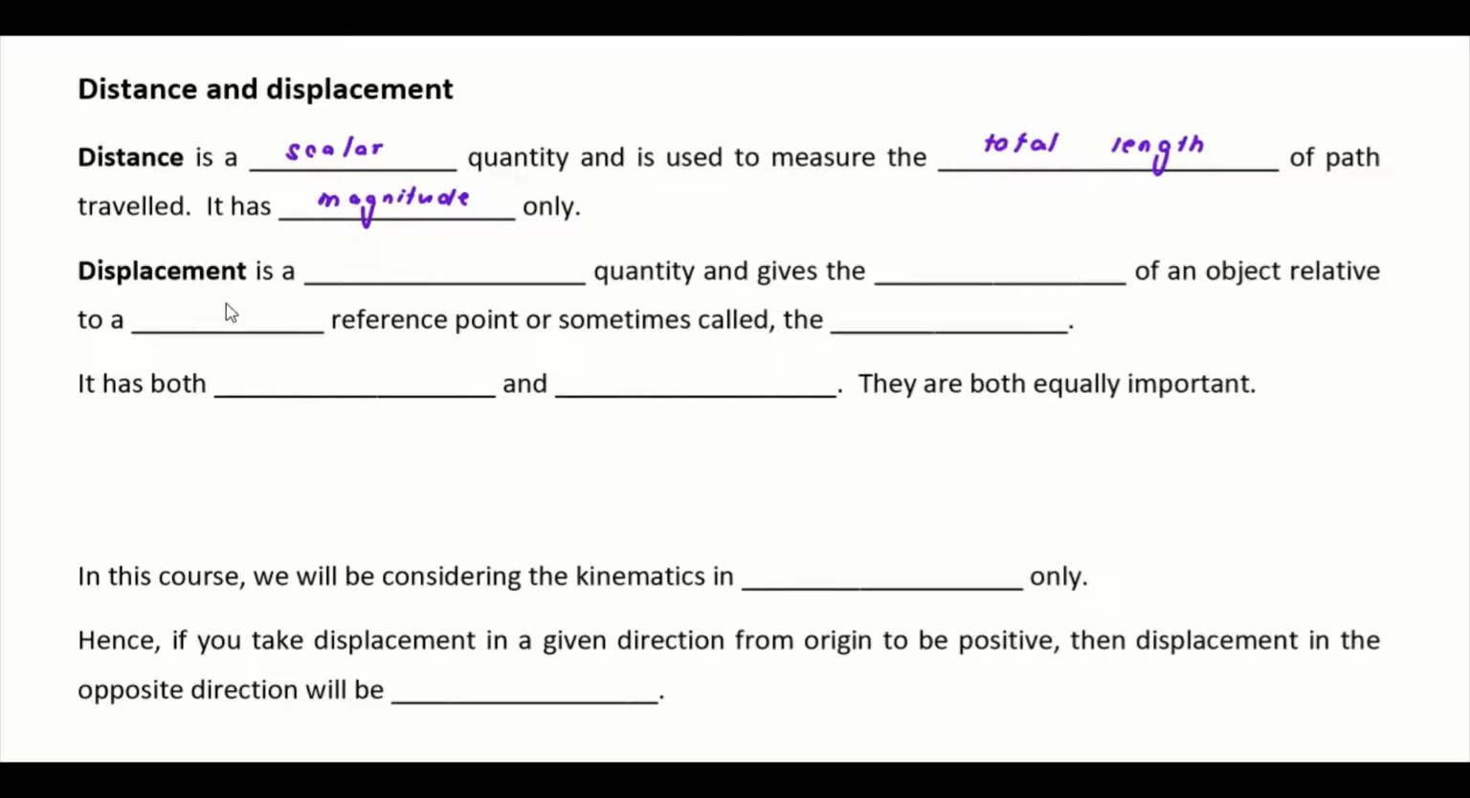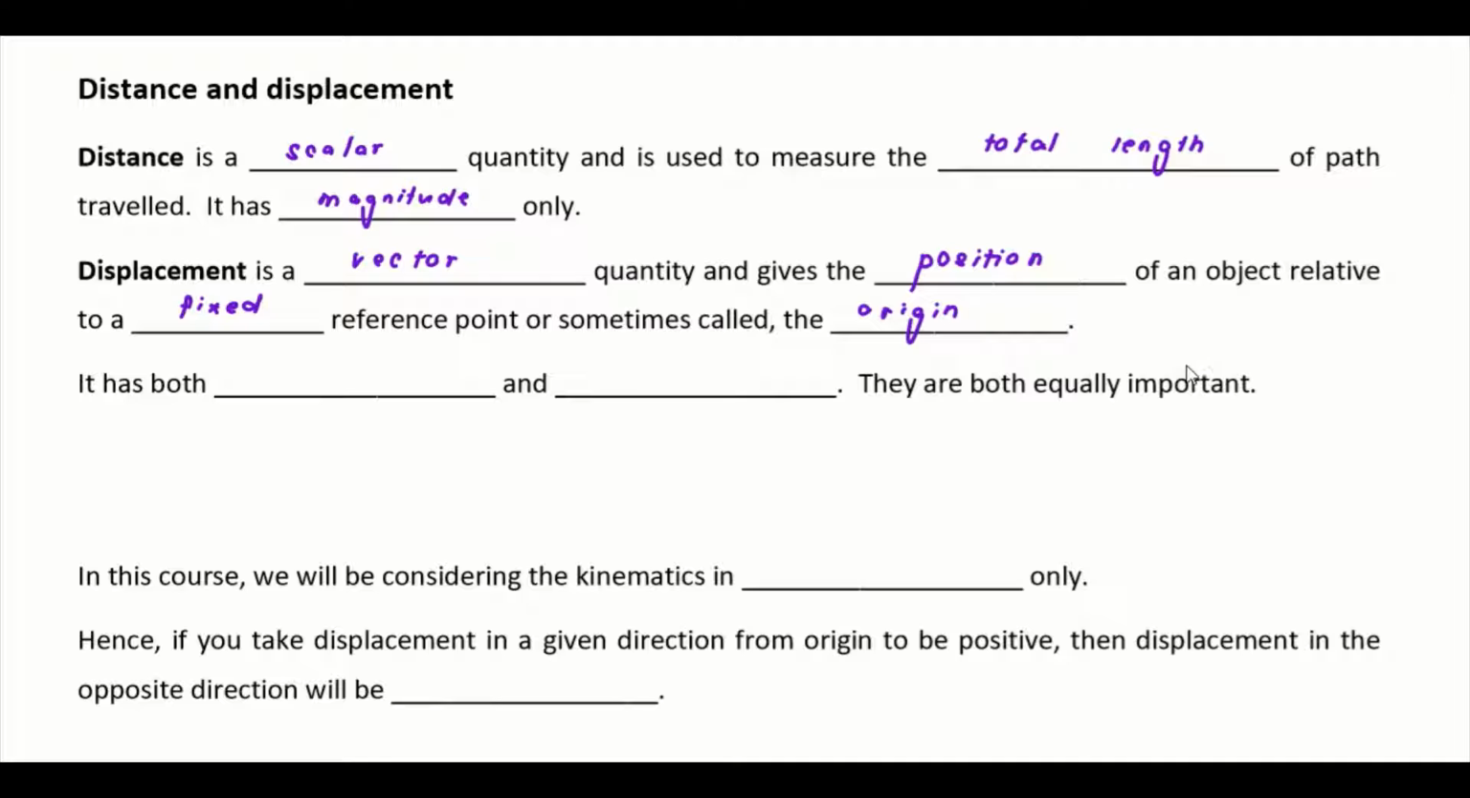Whereas displacement is a vector quantity. I hope that you still remember the difference between scalar and vector that you learned in P3. Displacement wouldn't give the total length, but displacement will give the position of an object relative to a fixed reference point. Normally this fixed reference point is called the origin.